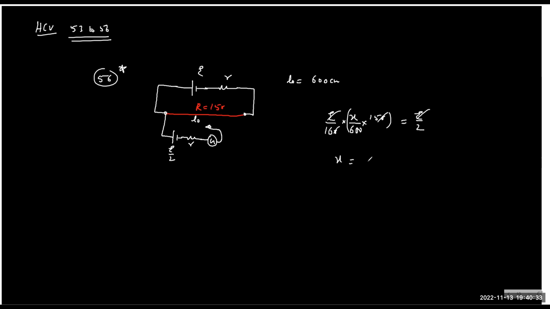So X turns into how much? 16 into 600, 15 into 2, 320. So that should be the answer, the first part. Yes. If the jockey touches the wire at 560, which is more than this, so yes.